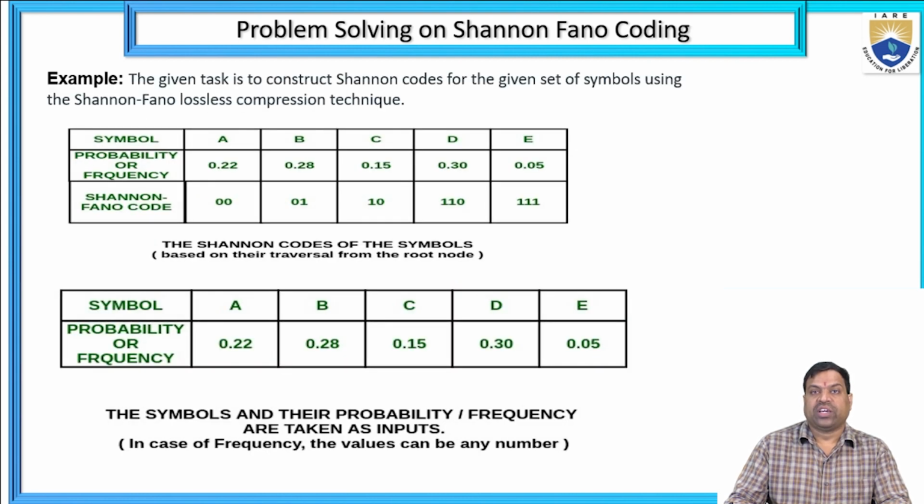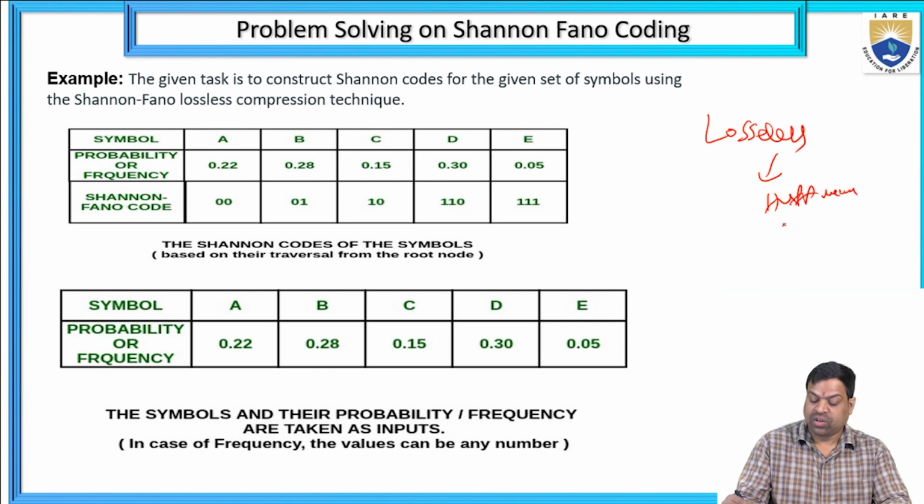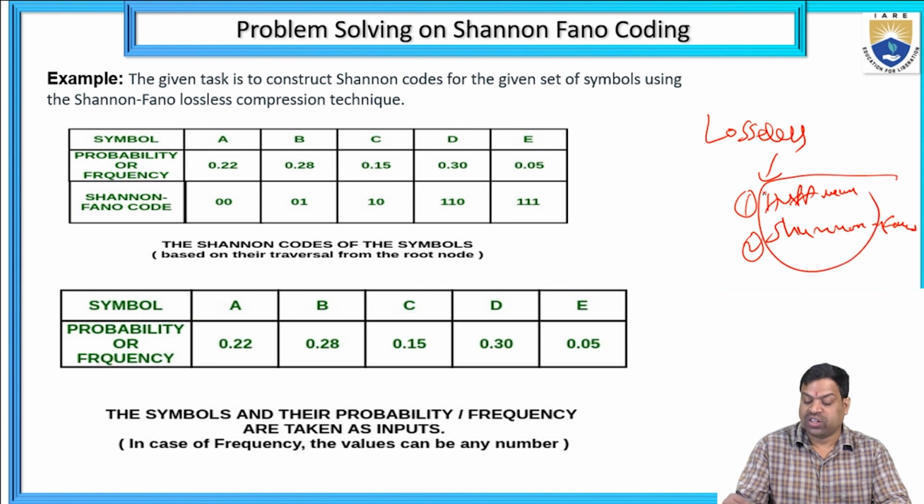Another example: the given task is to construct Shannon code for the given set of symbols using Shannon Fano lossless compression. Already we know how many lossless compressions there are: Huffman, Shannon, Fano, and so many. We will discuss that later. Huffman coding and Shannon Fano are already discussed. These are lossless image compression methods.